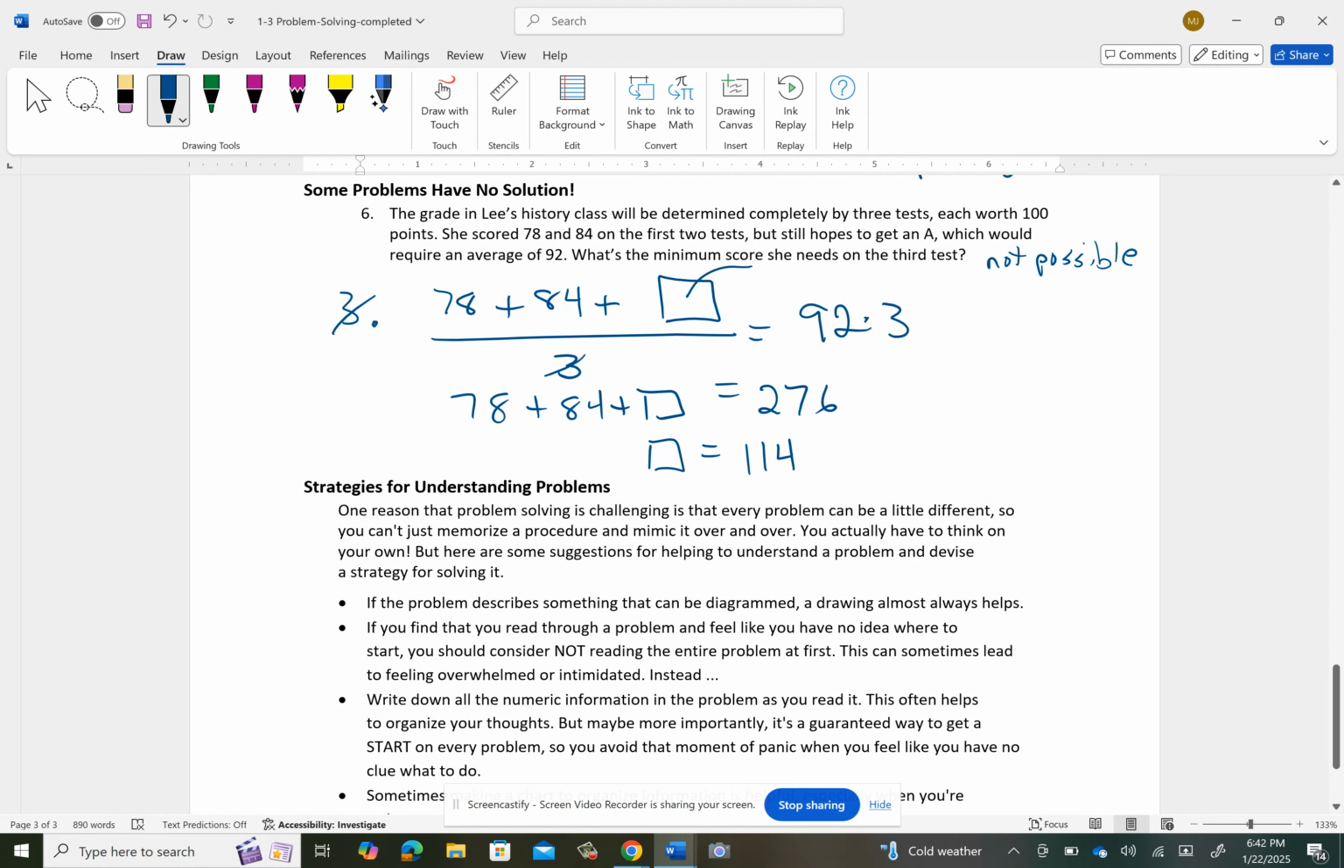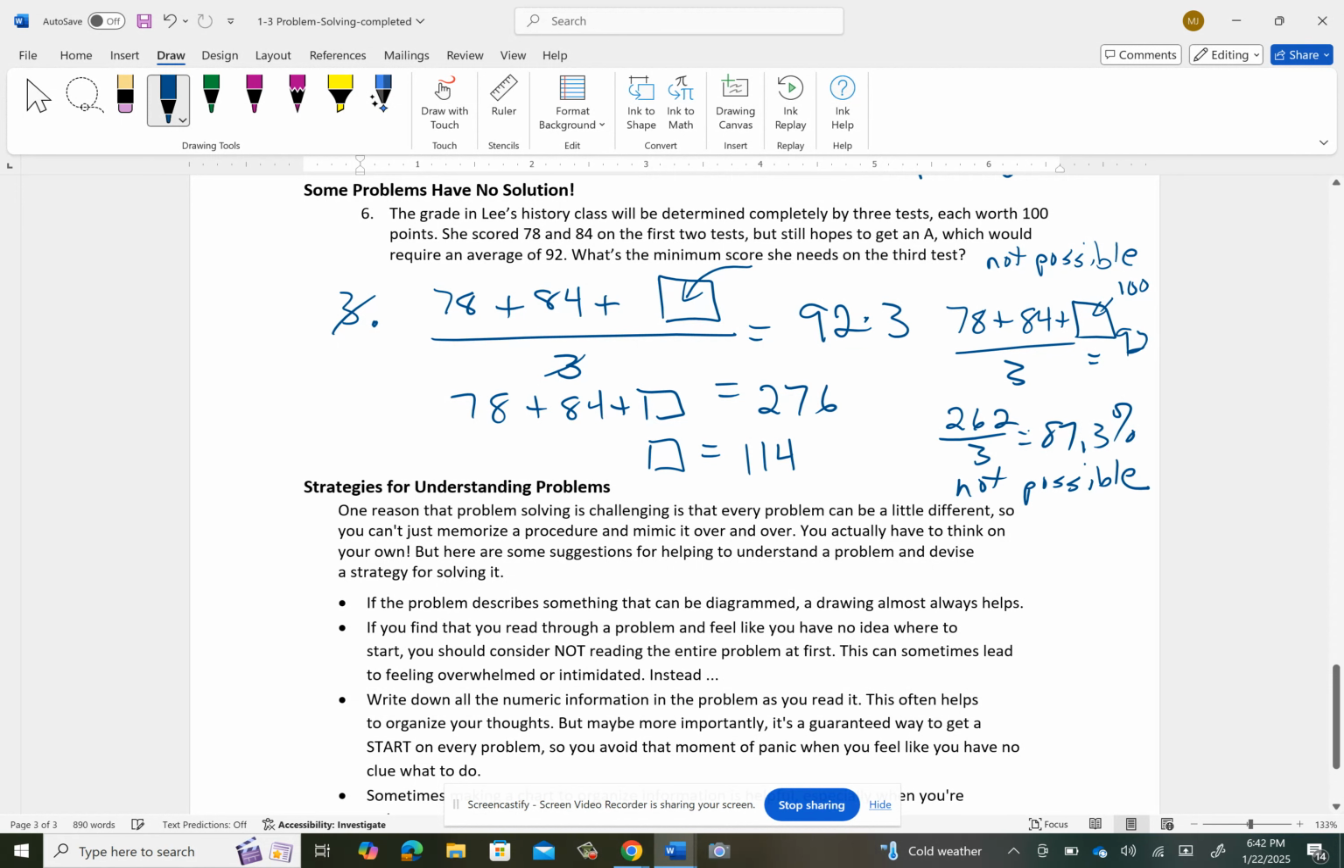Now, you don't really have to know algebra to do that. What you could have done is tried putting 100 in there. Like if you're doing it using guess and check, still thinking this, try putting 100 in there. If you put 100 in there, the 100 plus the 78 plus the 84 turns out to be 262. And when you divide that by 3, the average turns out to be 87.3%. Okay? So that's another way to see that it's not possible.